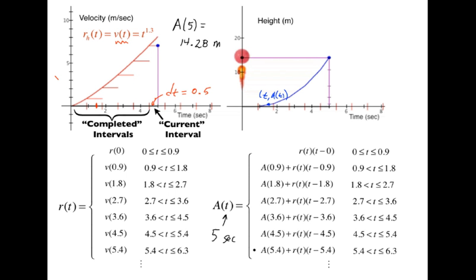Right. Because we gave it 5, it's going to go right here, right? It's going to say, oh, you want the value of 5, so it's going to start right here. Why? Because 5 is between 4.5 and 5.4. And what's it going to do? Then it's going to put 5 here. It's going to take A of 4.5 plus what? R of 5 times 5 minus 4.5.